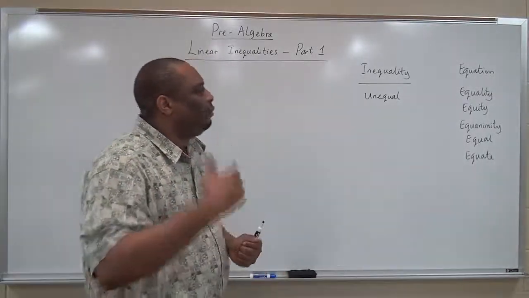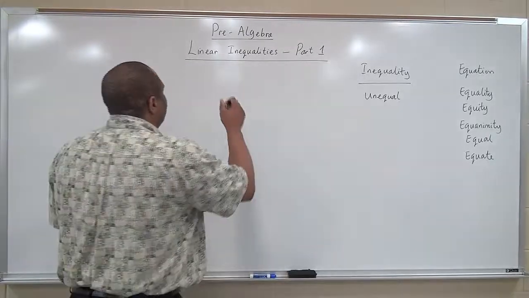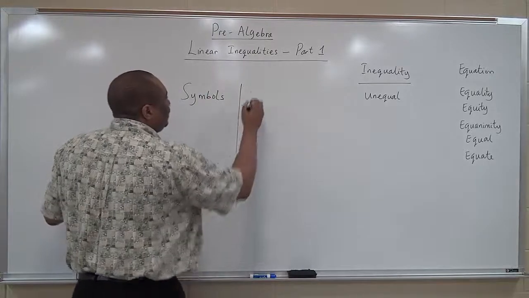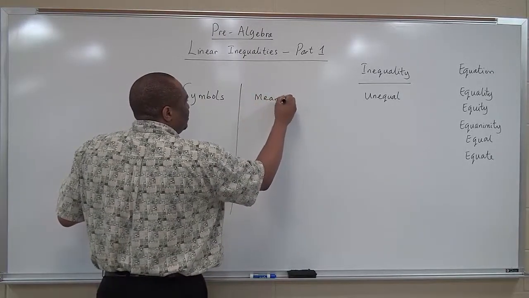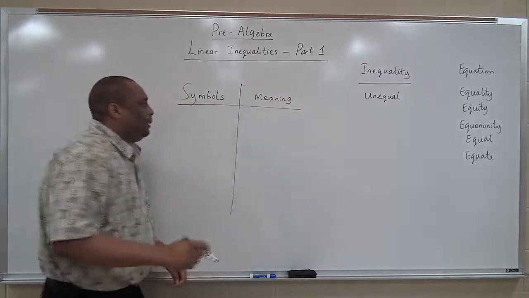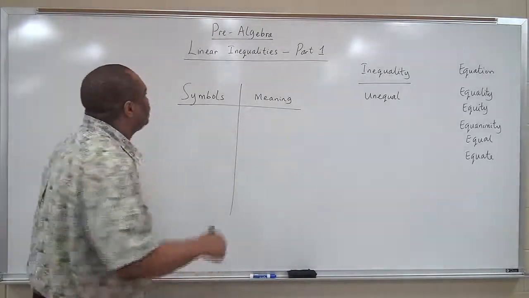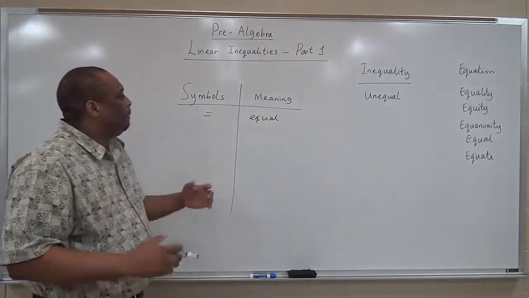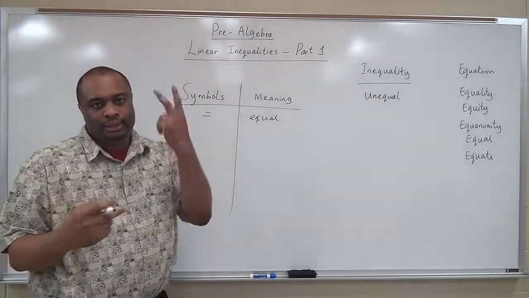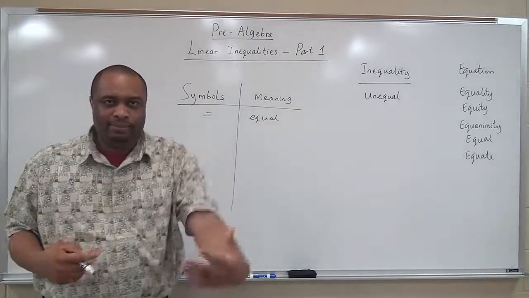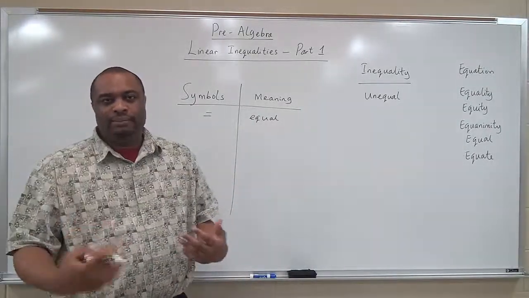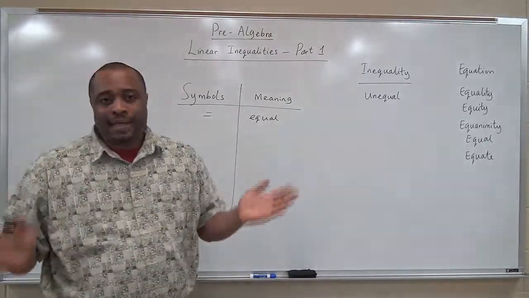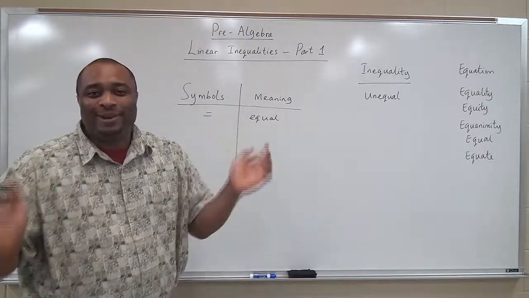Because of that, we now introduce some symbols in inequality. Because it's not equal, it's two things. It's either I am greater than you and you are less than me, or you are greater than me and I'm less than you. Okay? But anyway, all human beings are equal, you know. So we are all equal, okay?